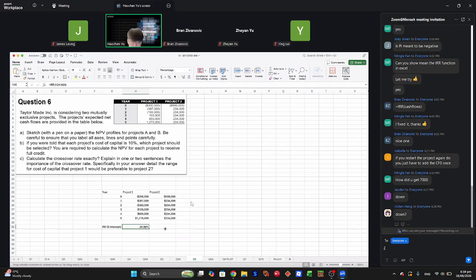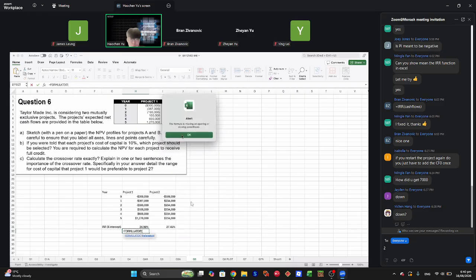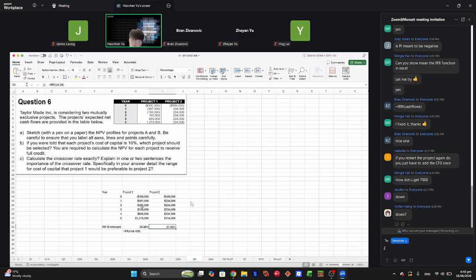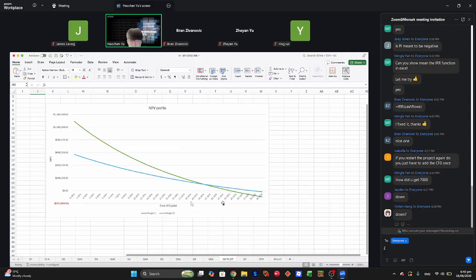Then we repeat this function. I'll just show you the formula text. We repeat this, then we can get the IRR for project 2. And we can double check this from the plot. For project 1, the IRR is 24.8%. Then we can just look back to the plot. For project 1, this point is around 24. It's exactly the number we calculated here.